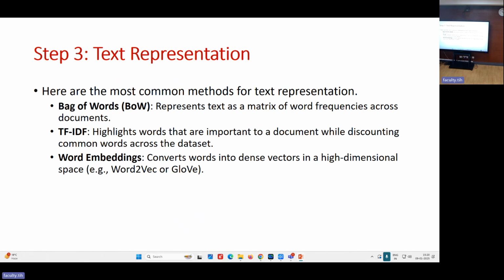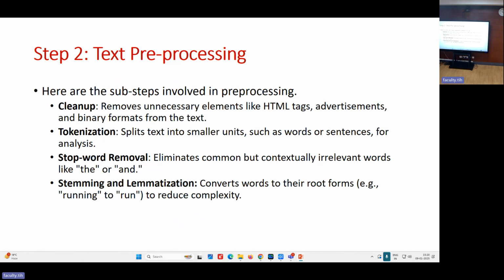Now next is text representation. Apart from these text preprocessing steps, there are a few more stages you can opt for, like normalization, or any other processes you can follow. These are some examples you can follow at the time of text preprocessing. For text, sometimes normalization is necessary.